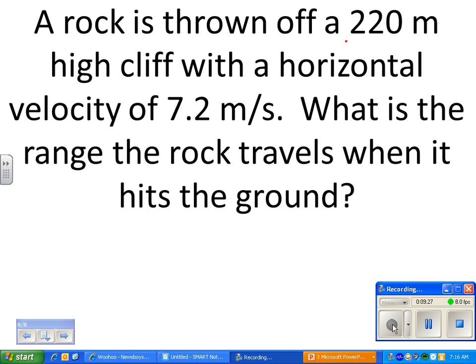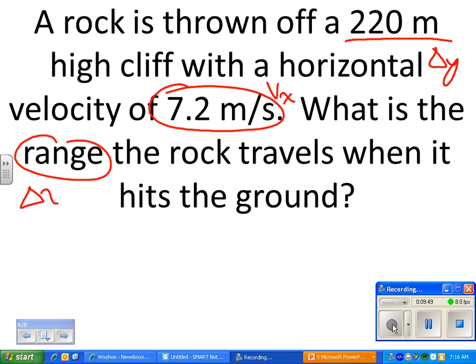So a rock is thrown off a 220-meter high cliff with a horizontal velocity of 7.2. Once again, I'm doing the givens just by circling them and highlighting them. You can always do that on your test, or on any other worksheets we give you. So 220 would be delta y. The v sub x is 7.2. So what is the range? The range is delta x, right? The distance the rock travels when it hits the ground.